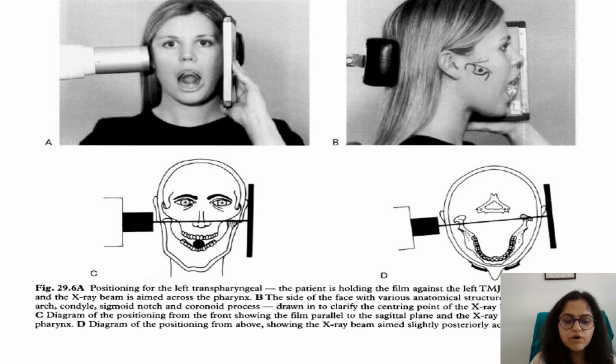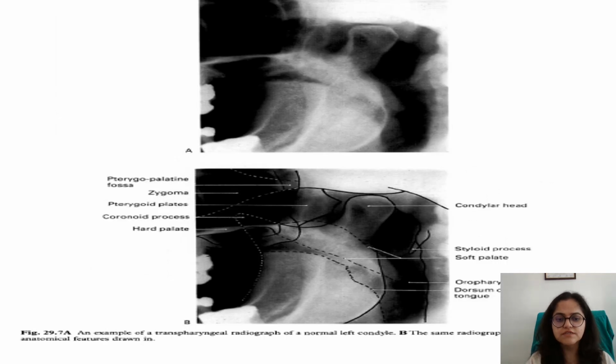The central ray is directed at minus 5 degrees to 10 degrees from the sigmoid notch of the contralateral side. In horizontal angulation, it is 10 degrees posterior to the TMJ of interest. What we can see is the medial surface of the condylar head and neck in the mouth open position. This is an example of a transpharyngeal radiograph of a normal left condyle, in which you can appreciate the condylar head, the styloid process, soft palate, hard palate, coronoid process, pterygoid plate, zygoma, and the pterygopalatine fossa.